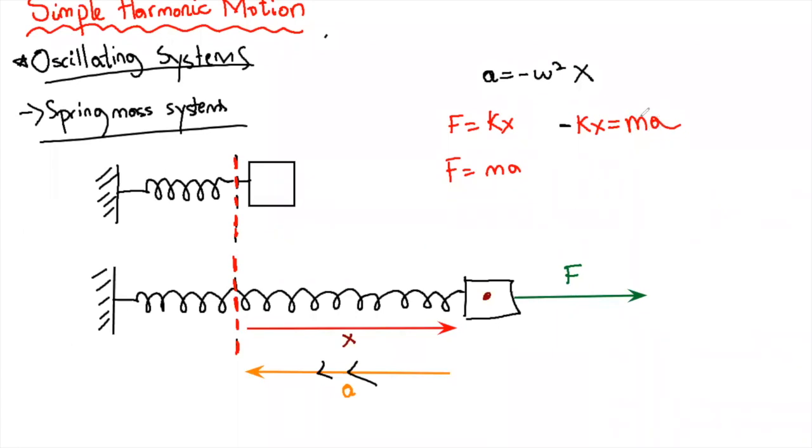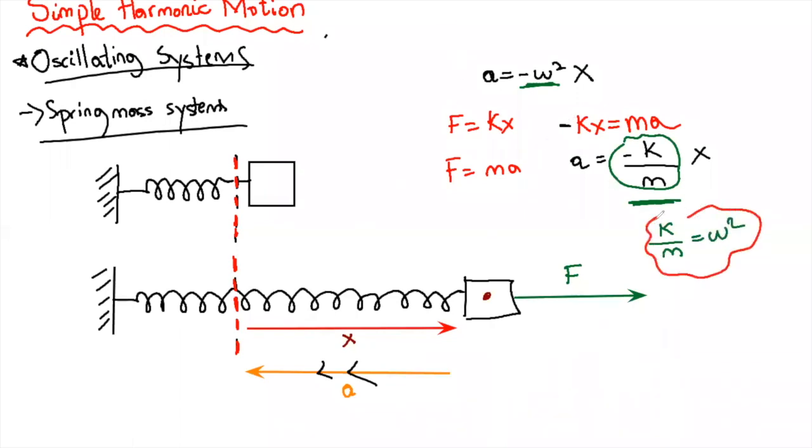Now there's a really cool thing we can do. This is A, this is M, this is K, and this is X. So I can say that A is equal to minus K over M X. If you compare these two formulas, you're going to observe that they are the same, except this thing is my omega squared. So can I say that K over M is omega squared?